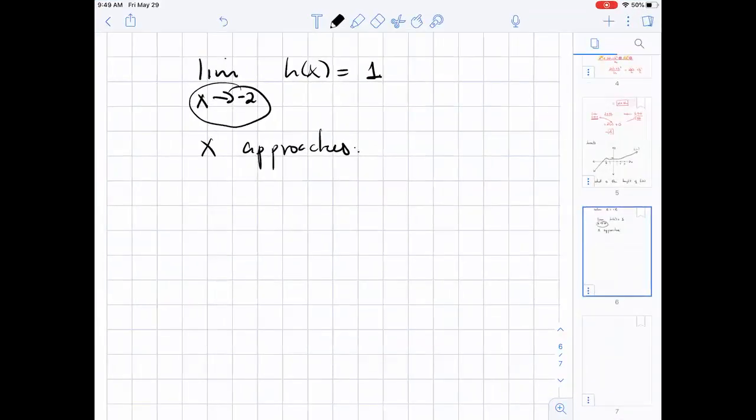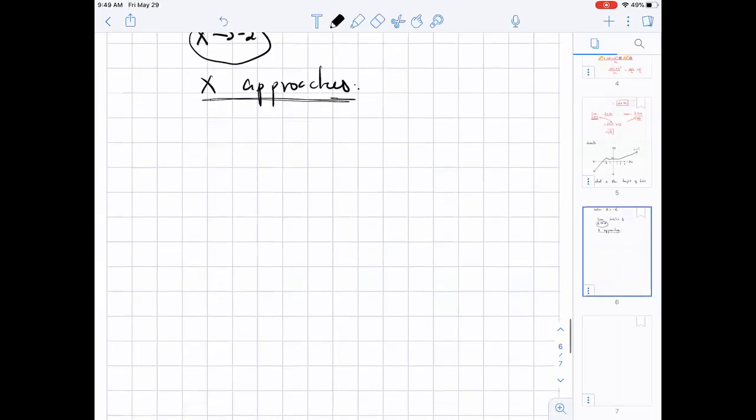It's very helpful. Now, the reason why we say approaches is because in your class notes, if I give you, for example, let's see if I use the one that was in the book that I gave you.